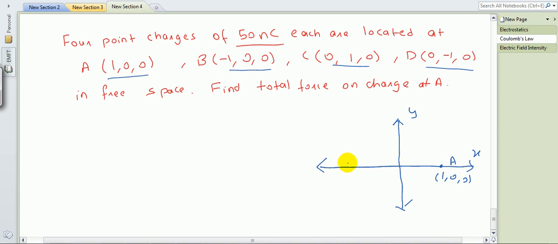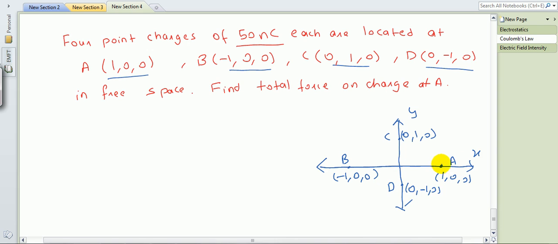B is at -100, so this is -100. This point will be B, and C is at 010. So this is the location 010. At every location the charge is 50 nanocoulomb, and I want to calculate the force on the charge present at A.